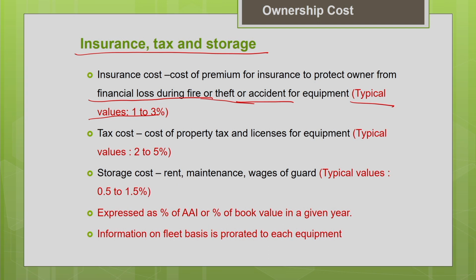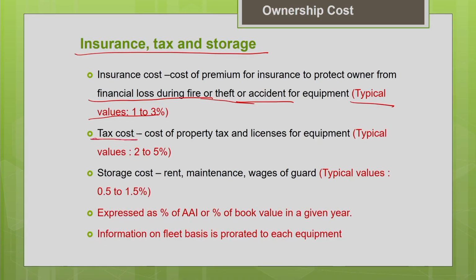It depends upon the value of the machine, and it will vary depending upon the location. Another thing is your tax cost. It's an asset, so you have to pay the property tax to the government for the equipment. The cost of the property tax and the licenses for the equipment will come under this tax cost. The typical values as reported in the literature vary from 2 to 5% of the value of your machine. This will also vary according to the location, from place to place.